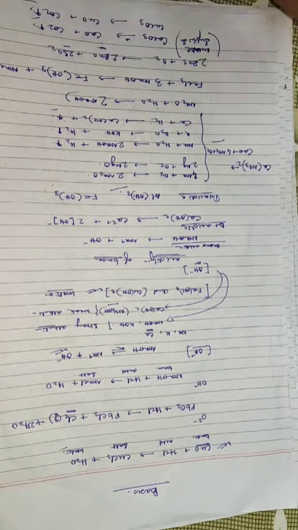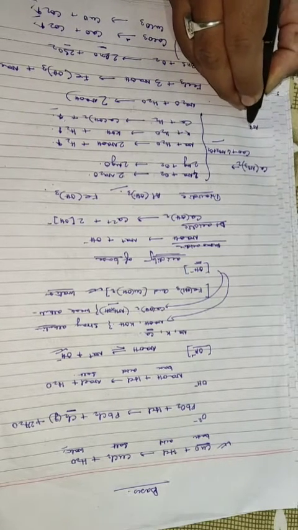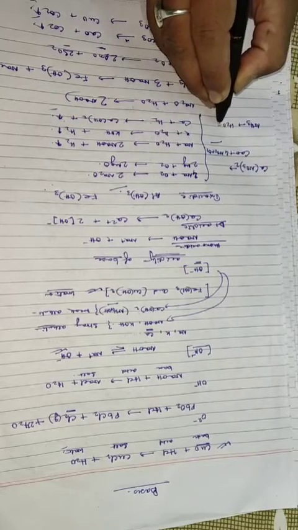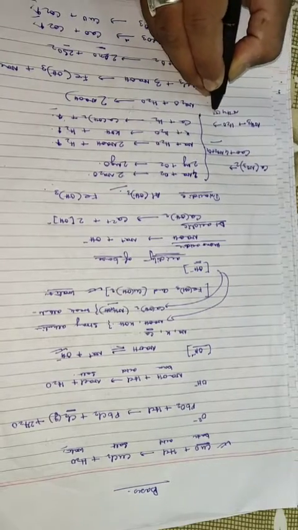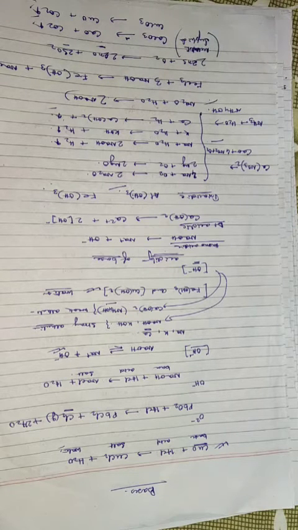Now, ammonium hydroxide can be prepared by simply dissolving ammonia gas in water. That is, ammonia gas with water will give ammonium hydroxide. This is also a weak alkali. These are the preparations of alkali.